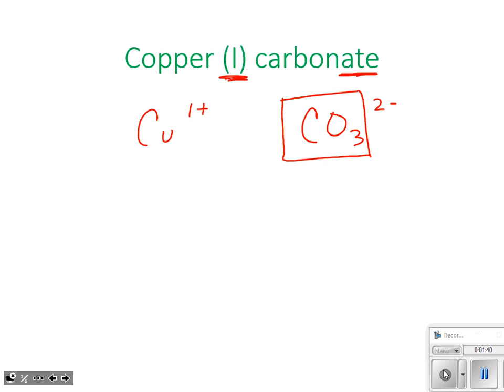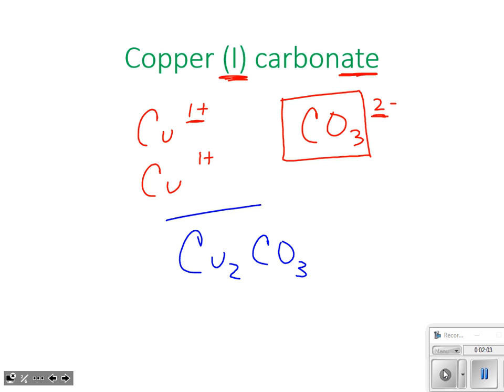I look and I say, okay, here's a 1+, here's a 2-. My charges are not equal, so I'm going to need another 1+. Here's my other 1+. So when I write this out, I need 2 coppers to go with my carbonate. Final answer. We okay with that?